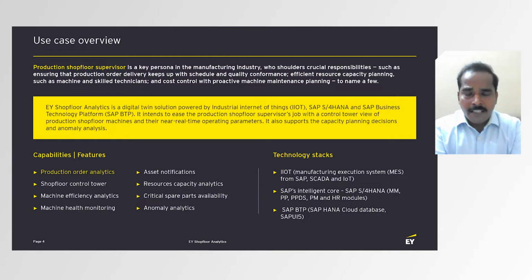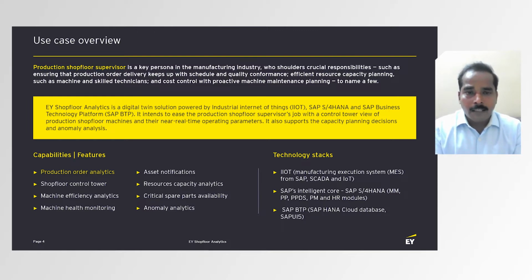It is based on a digital twin solution powered by an industrial IoT solution and S/4HANA, and also the SAP Business Technology Platform. So this is the combination we used to develop the use case, and primarily it helps to get the complete 360 view of the machines along with the control view of equipment. It can also support capacity planning decisions as well as anomaly analysis. So there are some challenges we are able to address with this EY shop floor analytics.